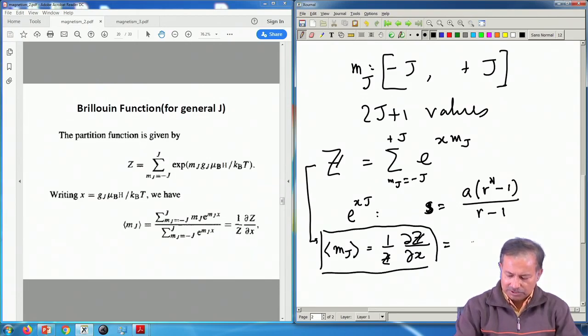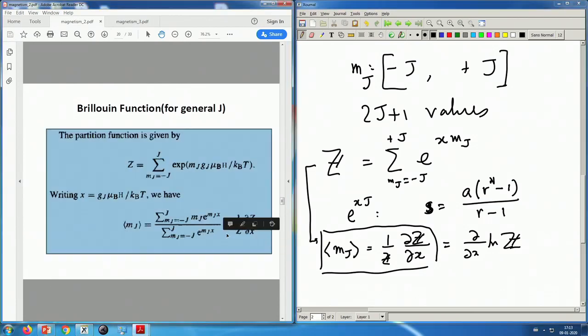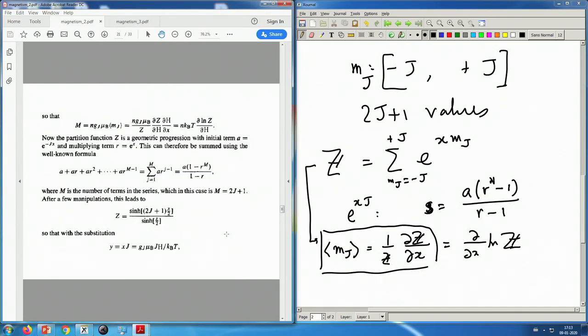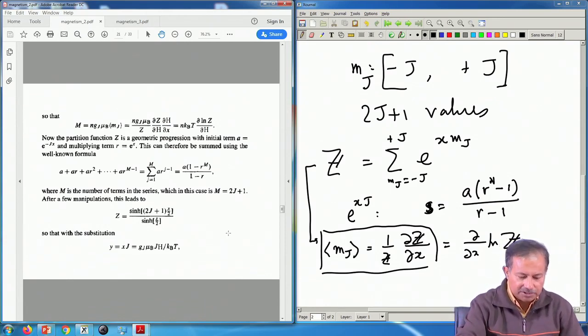Now this can also be written as del x of log of Z, which gives you 1 by Z del x. Remember that log of Z, if you multiply it by minus kBT, becomes the free energy. So that is the way the connection to free energy is made for the magnetization.